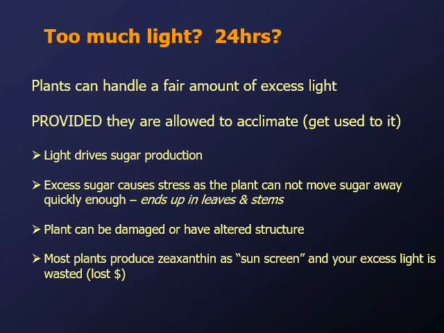Now, looking at it from a metabolic perspective, more light drives more sugar production, right? So if you're giving plants lots of light, they're making lots of sugar. And here's a challenge: excess sugar can also stress the plant. When you think about it, the sugars are made in the leaves, right? That's where the chlorophyll is. That's all the green. The sunlight hits the leaves, makes sugars.